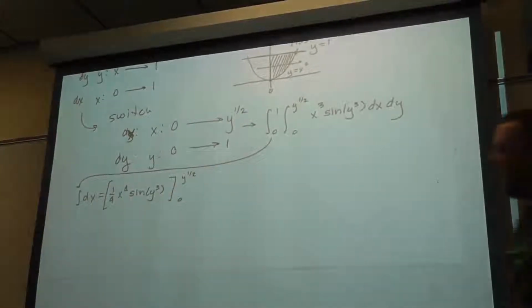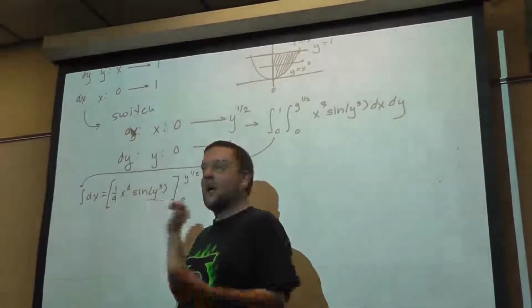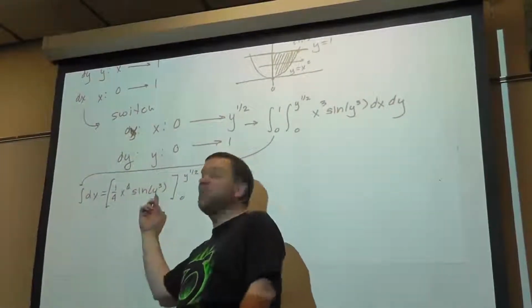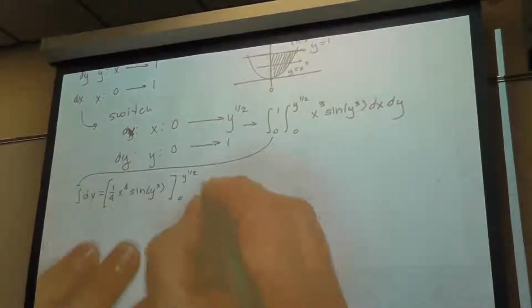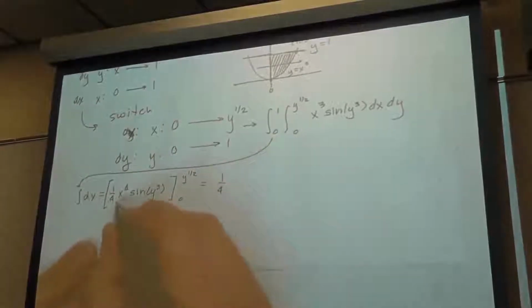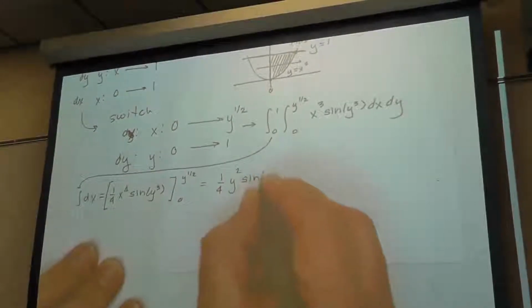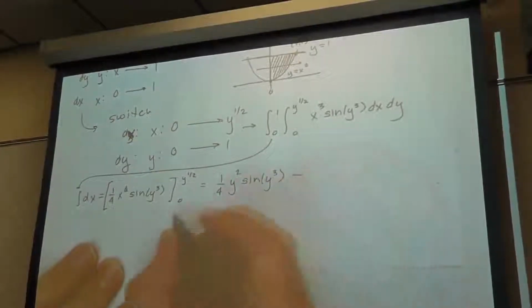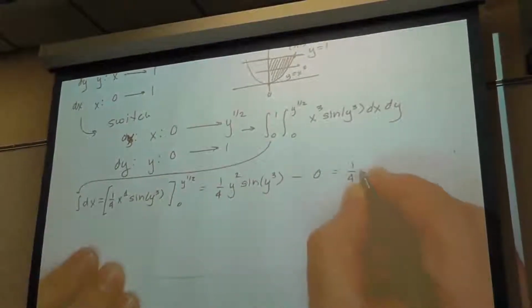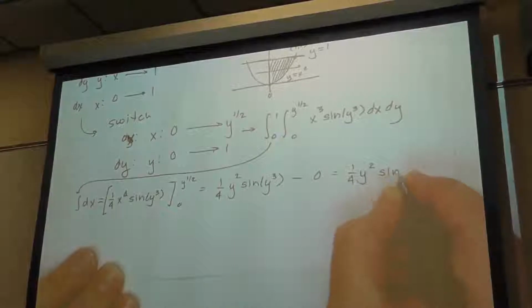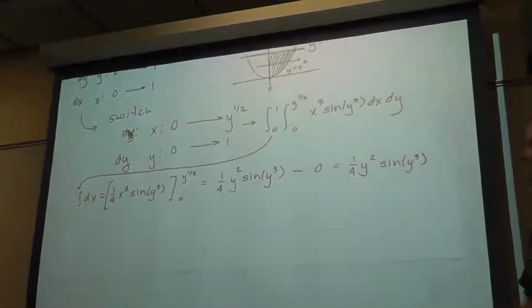When you plug those limits in for y, your square root of y gets fourth powered there, turning it into y squared. Works really well with that use. So yeah, in just reversing the order of integration, it works out pretty well. Y to the half to the fourth is going to give you a y squared. Sine of y cubed is your constant. 0 plugged in for your x wipes everything out. And so that's what you end up having to integrate with respect to y.